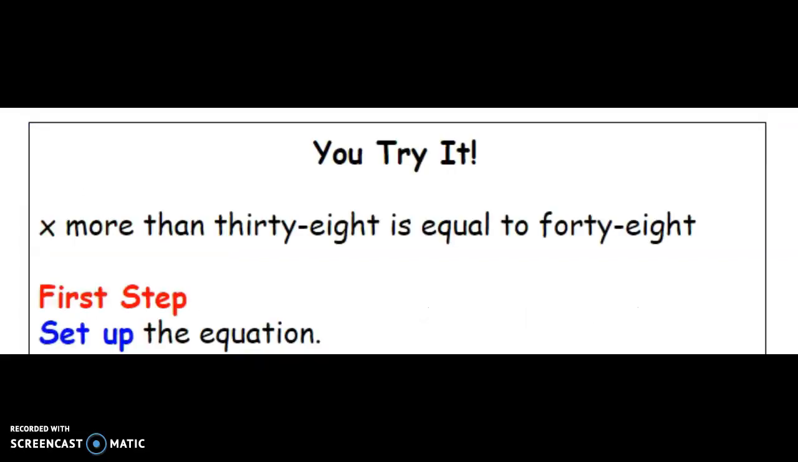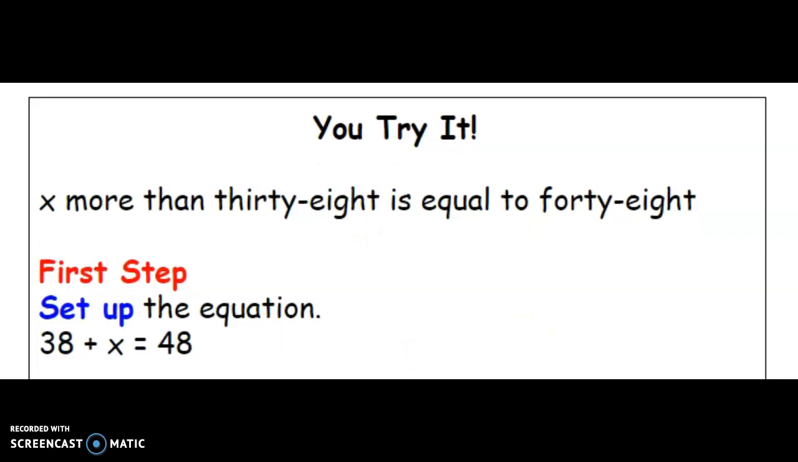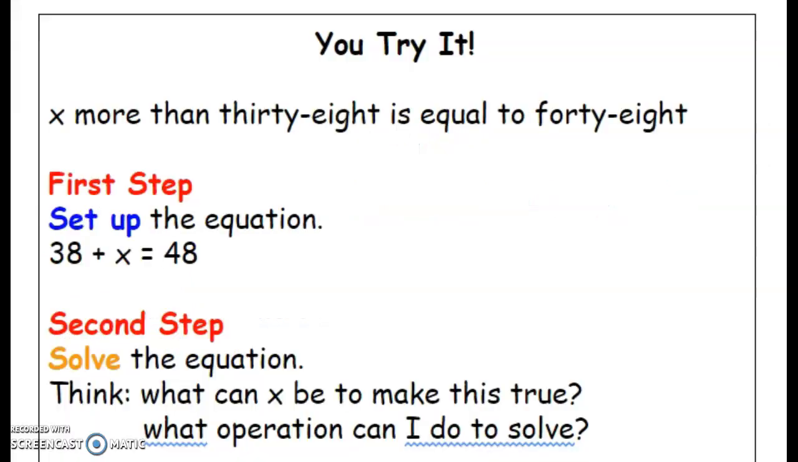Time for you to try it. X more than 38 is equal to 48. The first step is to set up the equation. X more than 38 is equal to 48 becomes 38 plus X equals 48. Our second step involves solving the equation. Think, what can X be to make this equation true? What operation can you do to solve it?